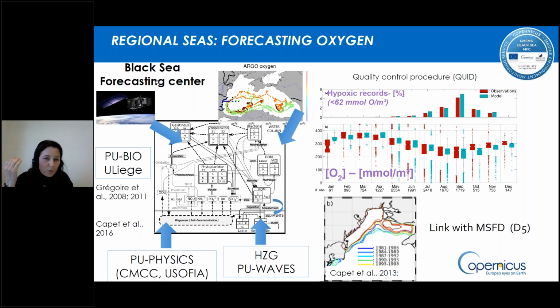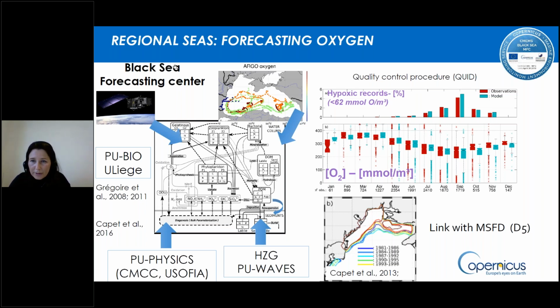And so the model that we have solves the biogeochemistry from the surface to the bottom, including the representation of anoxic processes, and we also have a representation of the sediments. So in the frame of Copernicus, what is very important is to have very accurate prediction. On the right, you can see the validation of the model as concerns the oxygen dynamics.